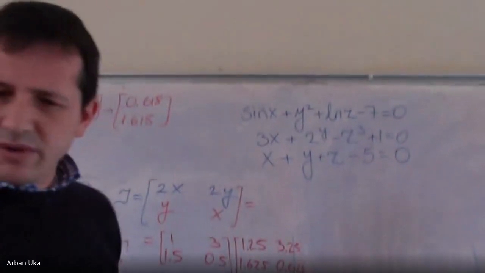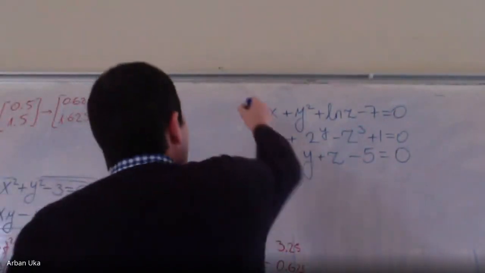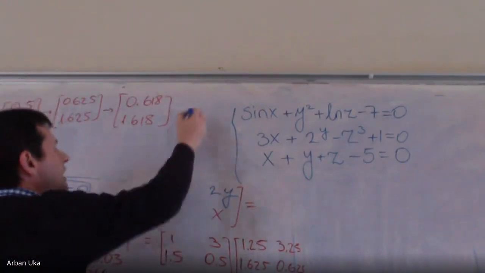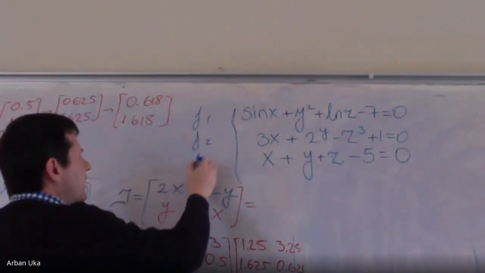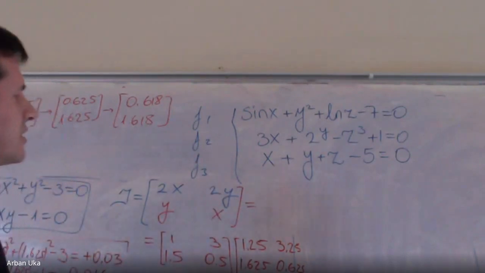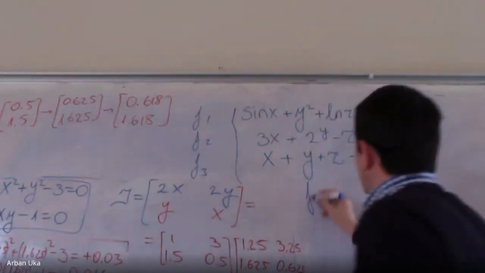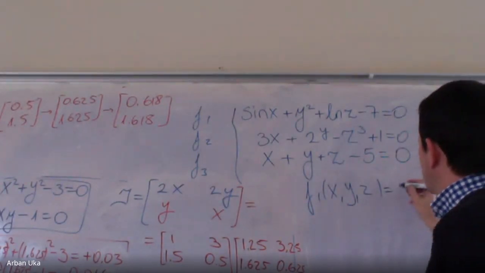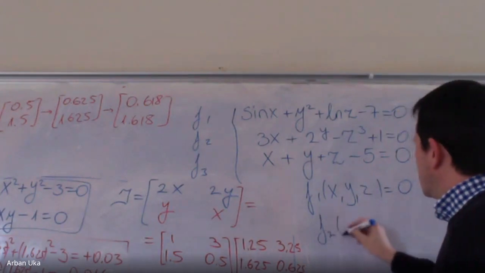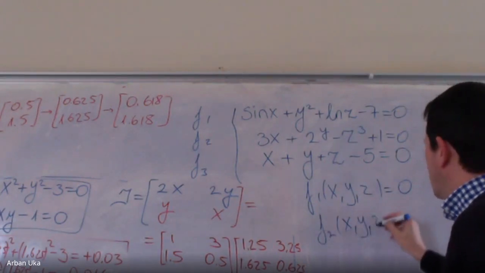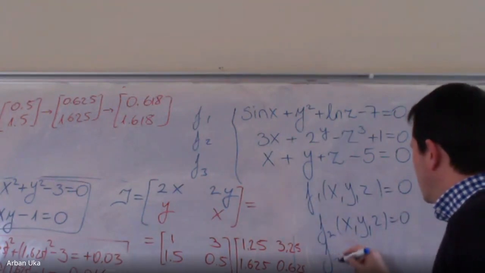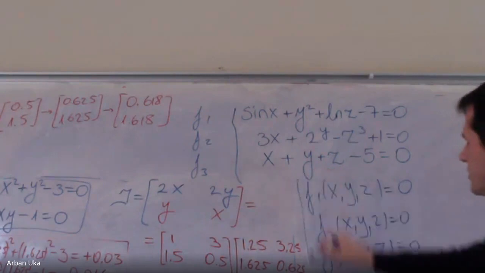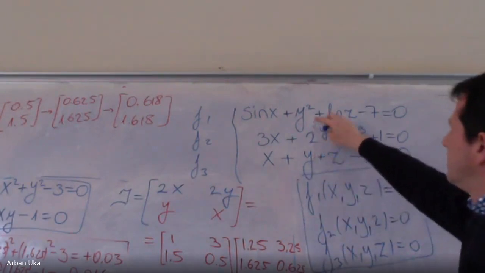You have a new example. So we have a new system of functions. These functions are f1, f2, and f3. f1 is a function of x, y, and z, and this is equal to 0. Then we have another function f2, which is again a function of x, y, and z, equal to 0. f3 of x, y, and z is also equal to 0. So all of these are nonlinear, right?